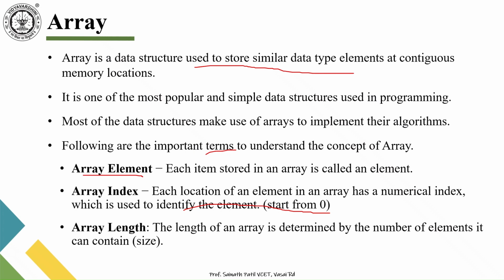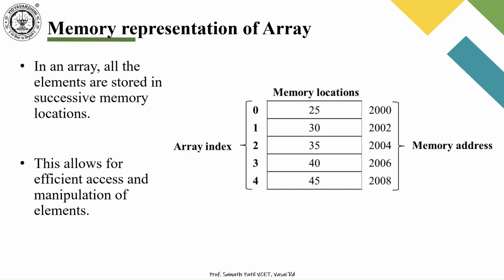Next is array length, that is the size of the array, how many data elements are stored in an array. That is known as size. Now in data structure we have to consider the memory representation of an array. So in an array all elements are stored in consecutive or successive memory locations. This is because it allows efficient access of data elements stored in an array, and manipulation of that data becomes easy.